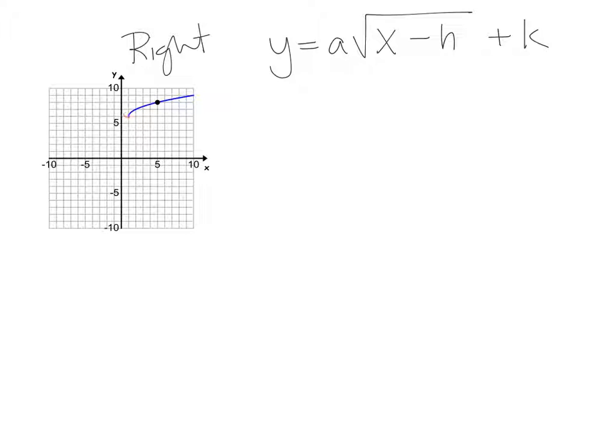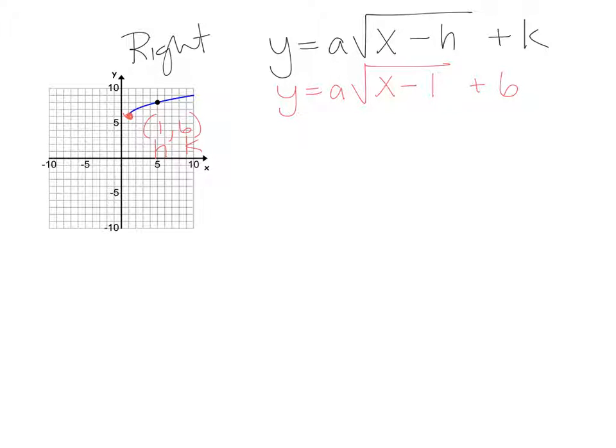Okay, h, k, remember, is your starting point. Again, it's not the point that's highlighted. You have to find it yourself. 1, 6. So y equals a times the square root of x minus 1 plus 6.